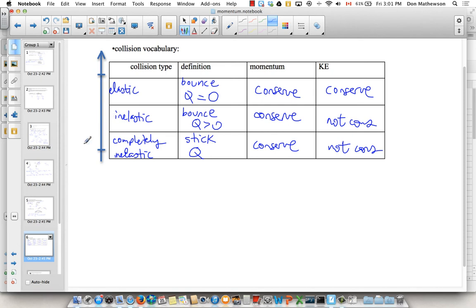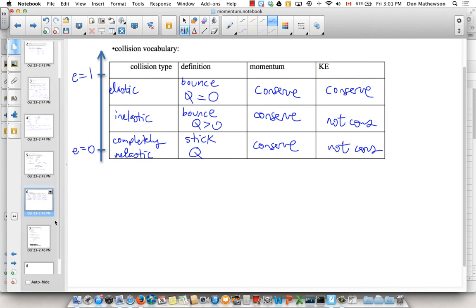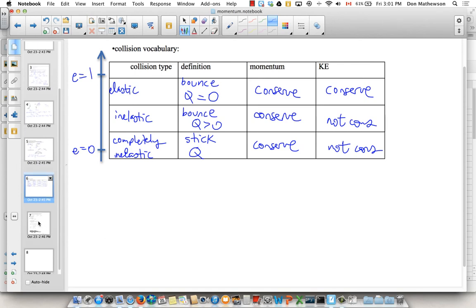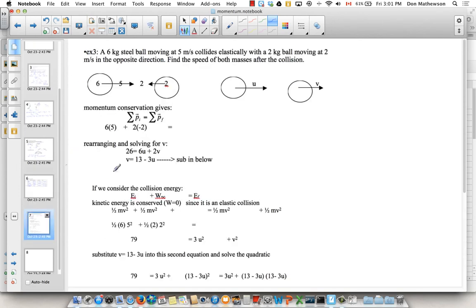It's on a scale that ranges from 0 up to 1. So this is a restitution of 0, and this is a restitution of 1, and everything is between those two extremes. Okay, now if a collision is elastic, then we have another relationship that applies to it.